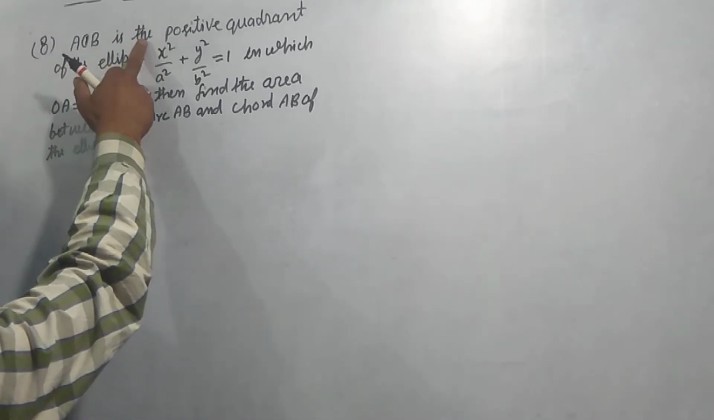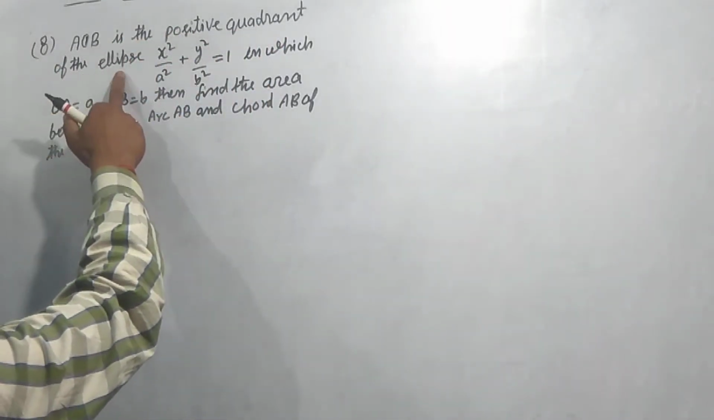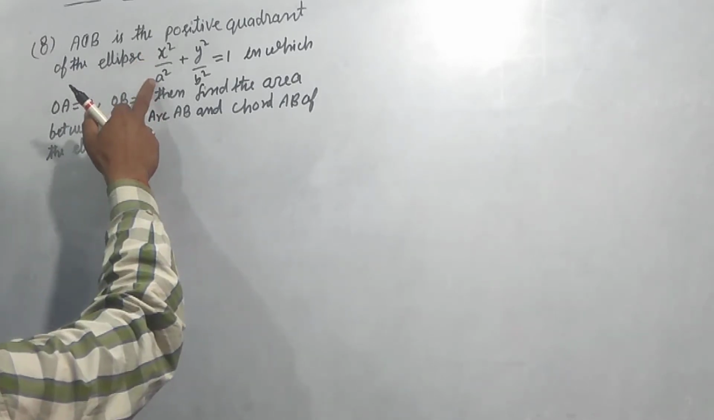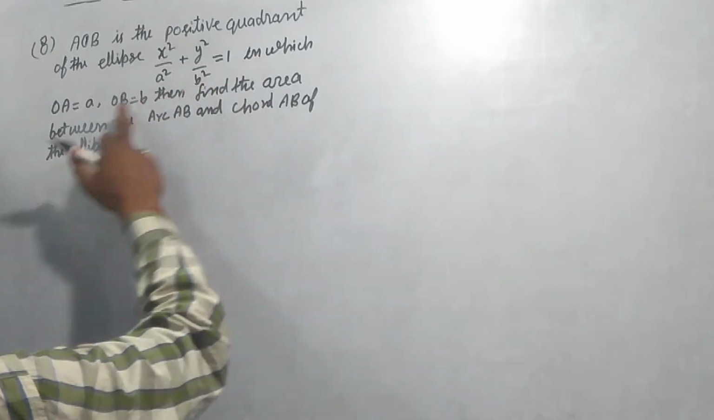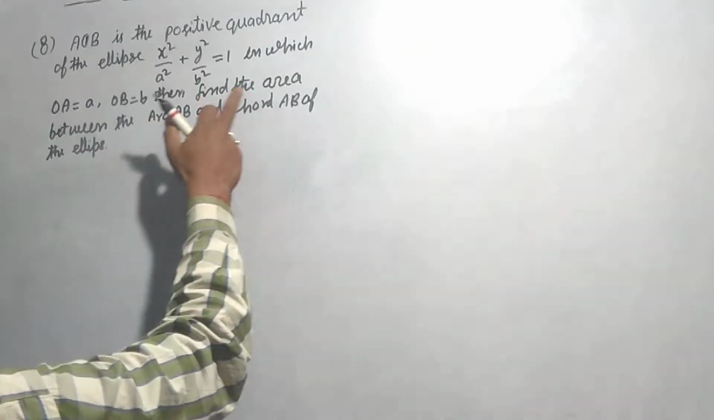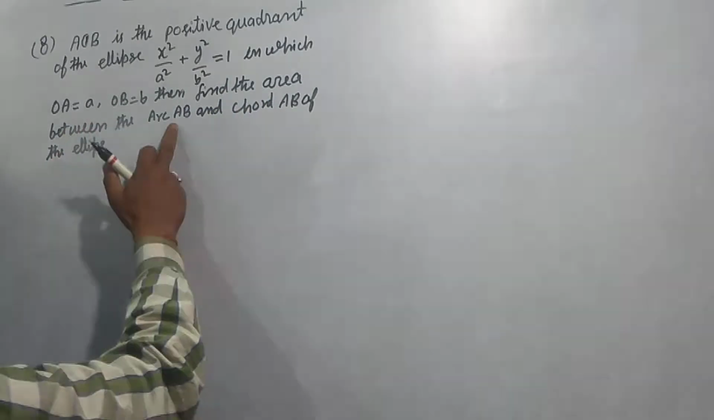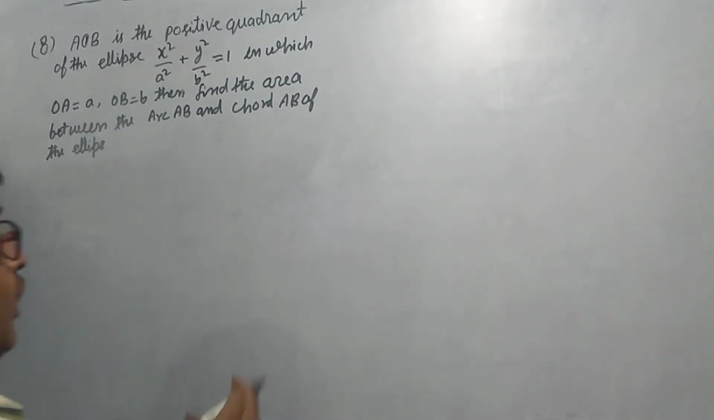AOB is the positive quadrant of the ellipse x square by a square plus y square by b square is equal to 1, in which OA is equal to a and OB is equal to b. Then find the area between the arc AB and chord AB of the ellipse.